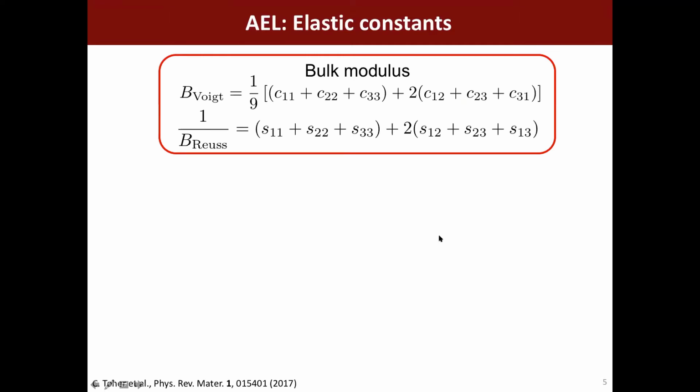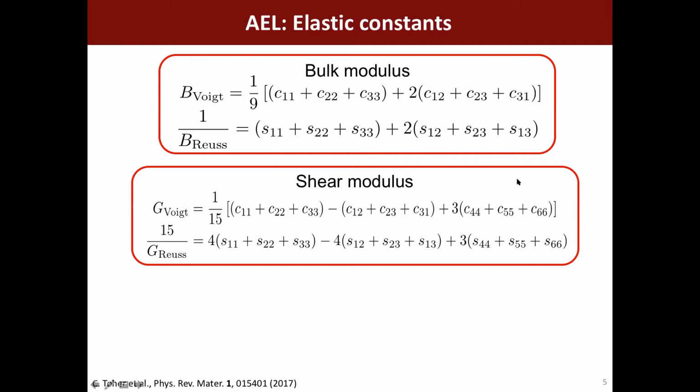Okay, so from these elastic constants, we can then calculate the bulk modulus. This is what's called the Voigt approximation, and this is the Reuss approximation. And we have the same thing for the shear modulus, the Voigt and the Reuss. The Voigt approximation is based on the assumption that you have uniform strain. These are for polycrystalline materials, so you have different grains. For the Voigt approximation, you assume that the strain is uniform across all the grains, and the stress is supported by the individual grains in parallel. And this tends to give an upper bound on the elastic moduli.